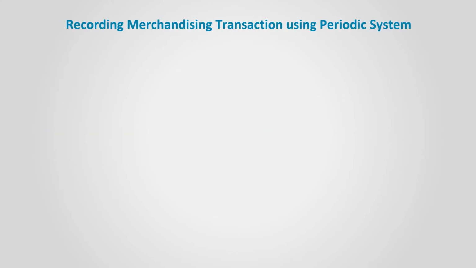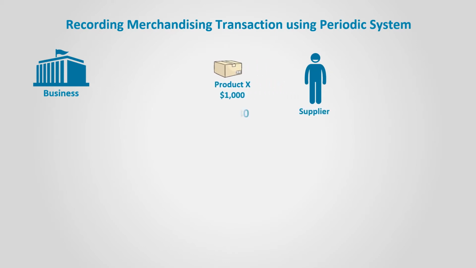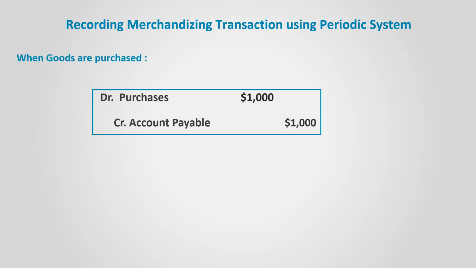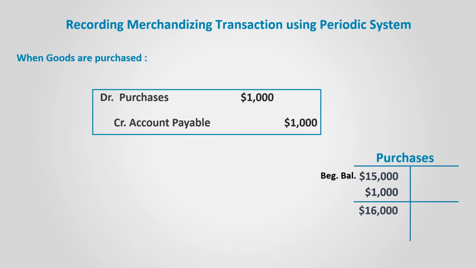How are the merchandising transactions recorded using a periodic accounting system? Let's assume that a business bought product X from a supplier for $1,000. The terms of payment are 2/10 net 30. When goods are purchased, they are recorded as purchases. There is no inventory account in this case.